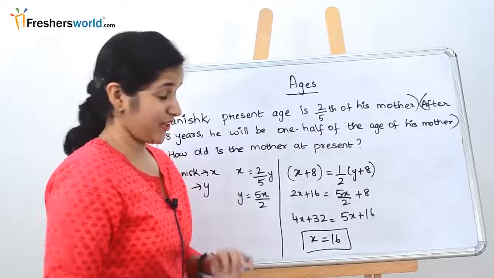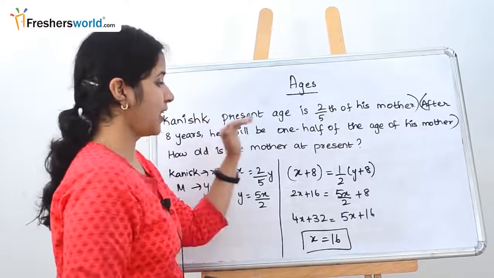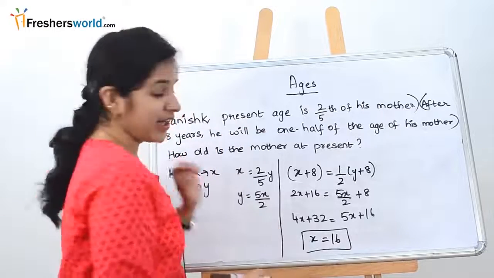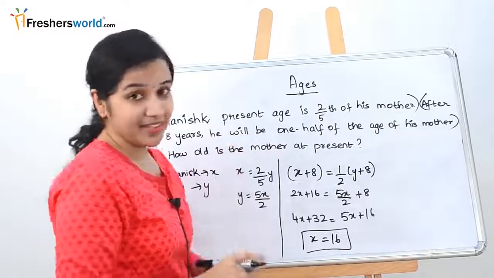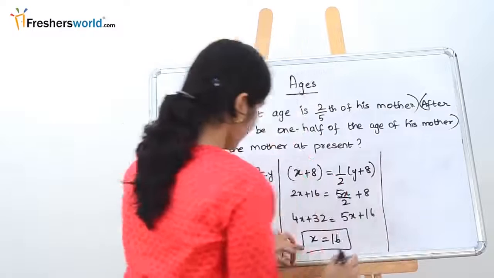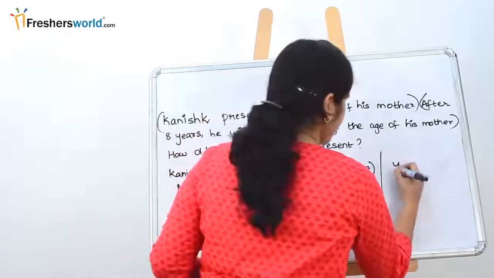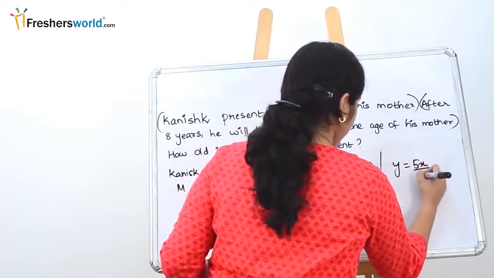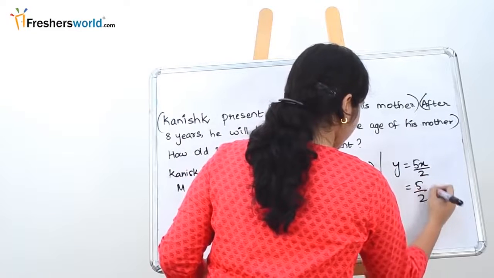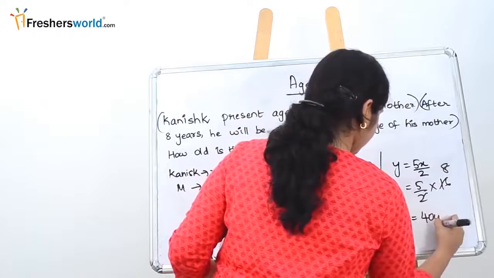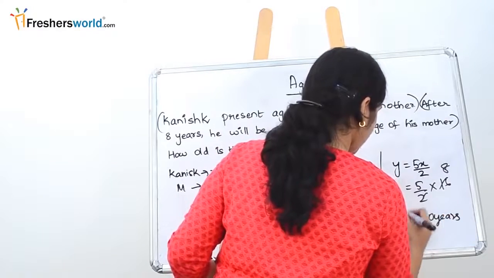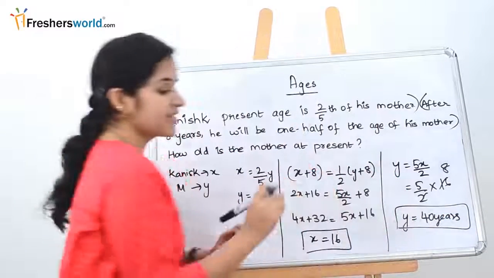But read the question. How old is the mother at present? x is nothing but Kanishk's age. They are not asking for Kanishk's age. They are asking for Kanishk's mother's age. So we know x now, we have to find y. Y is equal to 5x/2. So 5/2, the x value is 16. So 5 times 8, which is 40 years. So Kanishk's mother's age at present is 40 years.